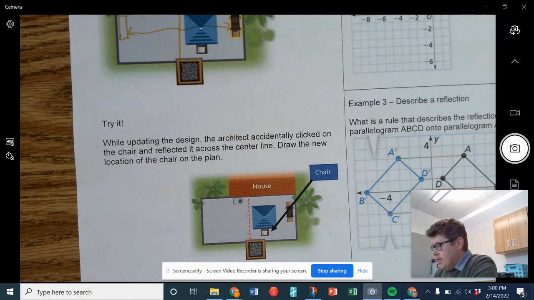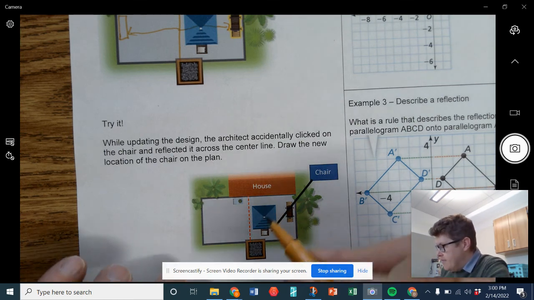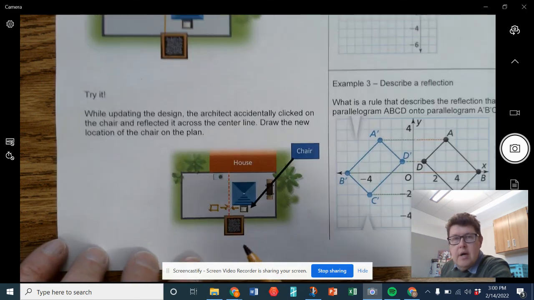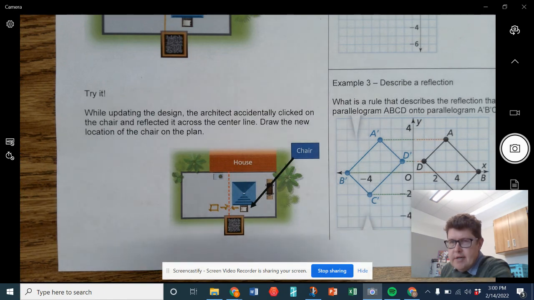While updating the design, the architect accidentally clicked on the chair and reflected it across the center line. Draw the new location of the chair on the plan. The software this guy is using is terrible, right? So basically it gets reflected over here. It's the same distance here and the same distance here, okay? So just like that.